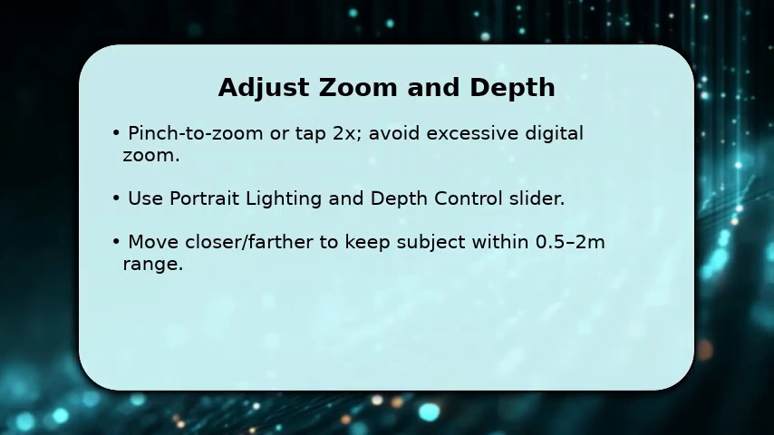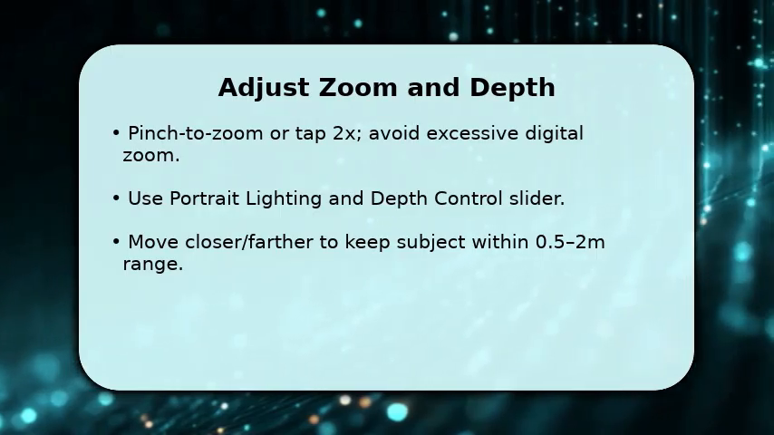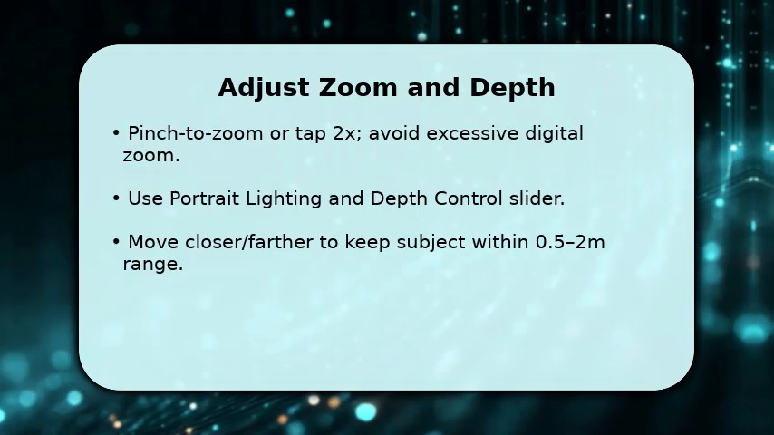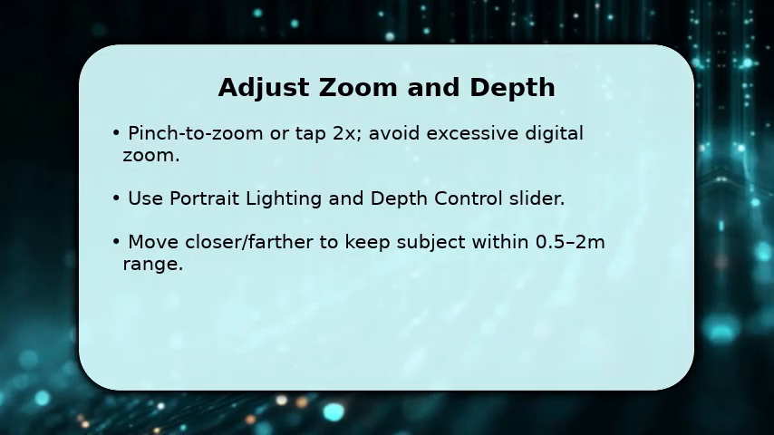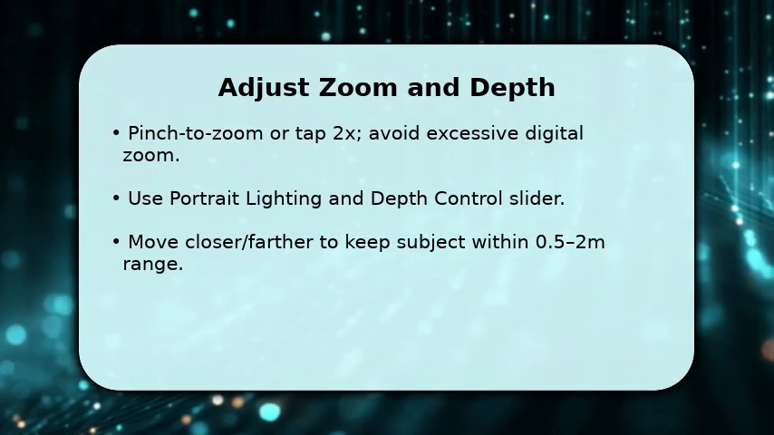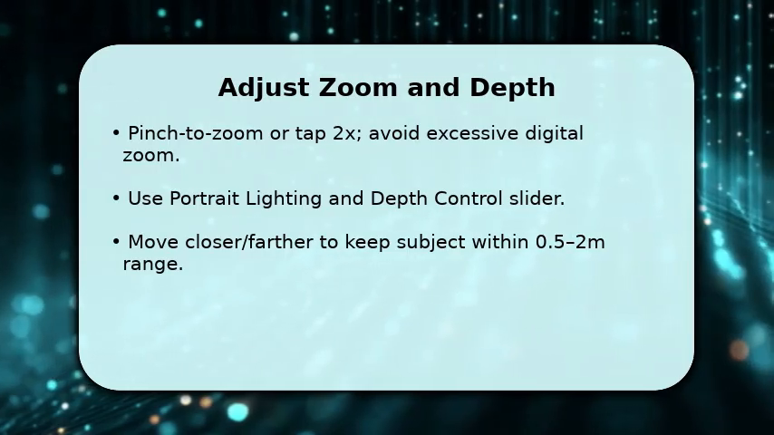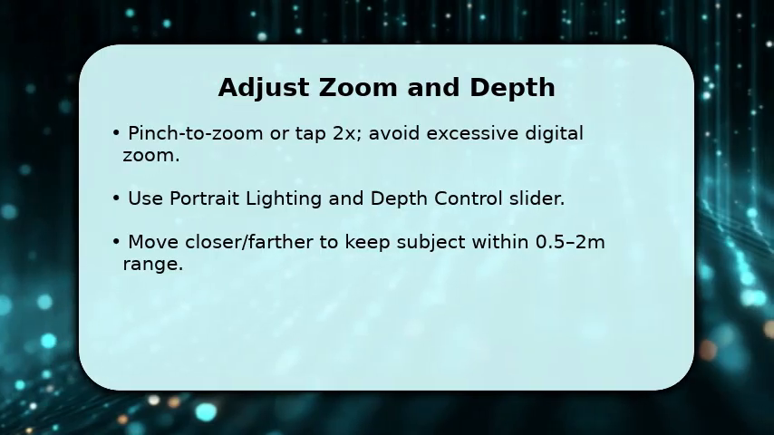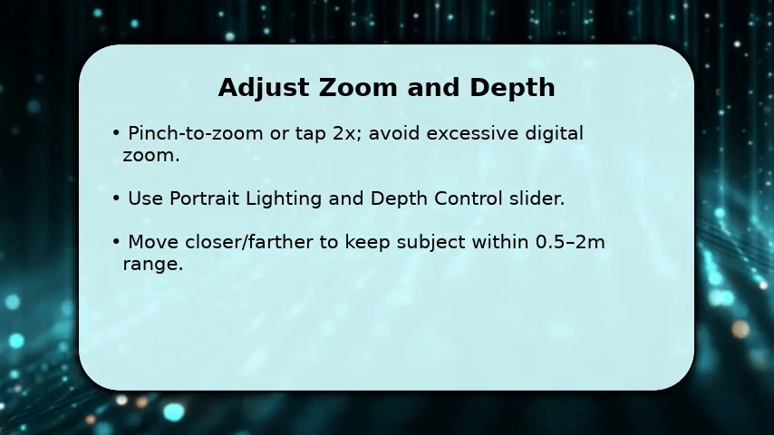Now refine how much zoom you use. Tap the 2x button for optical telephoto when available, or gently pinch to zoom. Avoid overdoing digital zoom because it reduces quality. Use the portrait lighting options to change mood and drag the depth control slider to adjust background blur. This changes perceived zoom and subject separation.